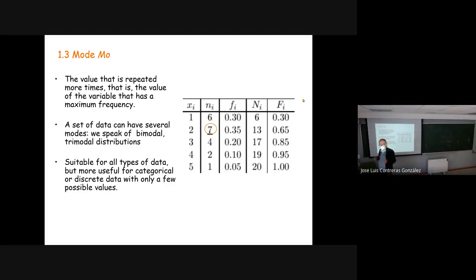And the problem it has is that maybe there is not a single mode. We may have several. We might have two peaks which have the same height. And in this case, we would have to give both values for the mode. So we would say that this distribution or this data is bimodal. It has two modes. Okay. No problem. It's already giving information about the data.